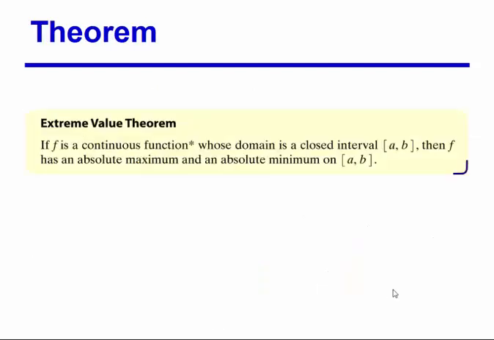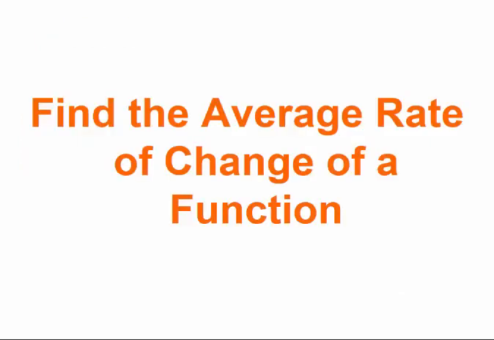So the next thing is the extreme value theorem. If f is a continuous function whose domain is a closed interval [a, b], then f has an absolute maximum and absolute minimum on [a, b]. We're going to find the average rate of change of a function.